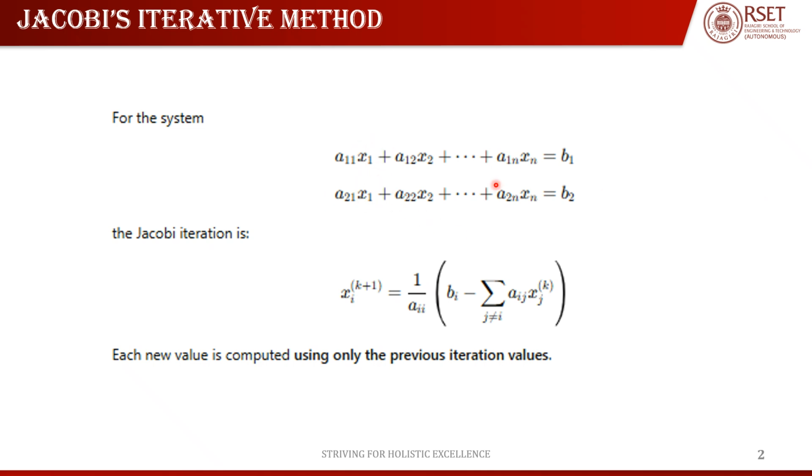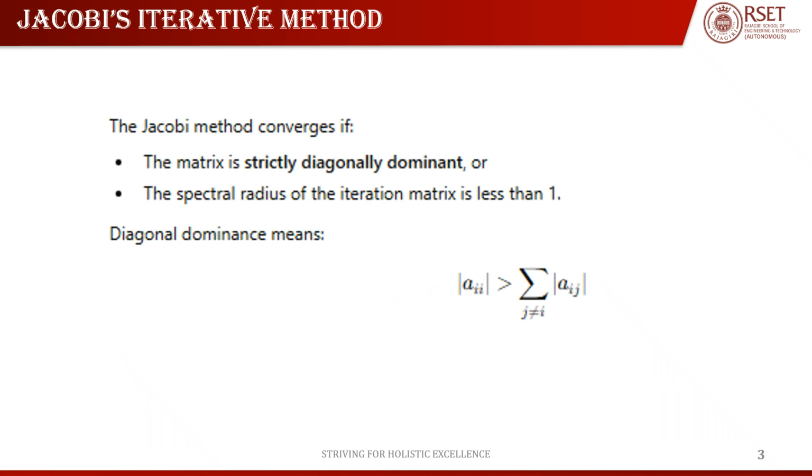And from the second equation, you just keep a22 x2 here, take all the other terms to the RHS, and divide by a22, so you'll be able to separate x2. In a similar way you will be able to separate x1, x2, x3 etc., and we'll see how to get the next iteration from the problem.